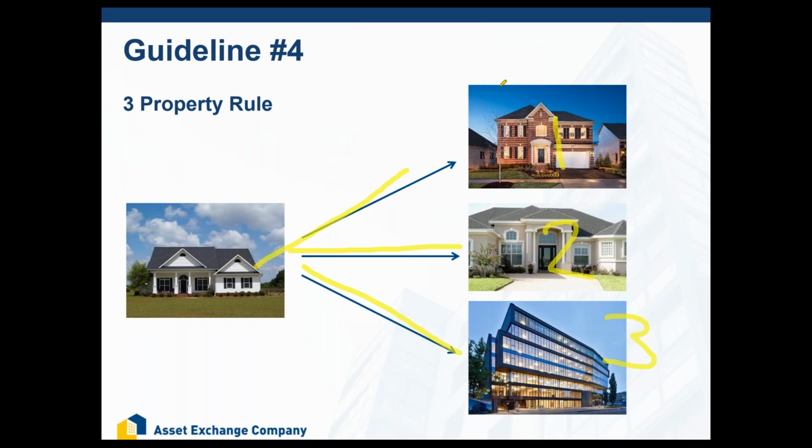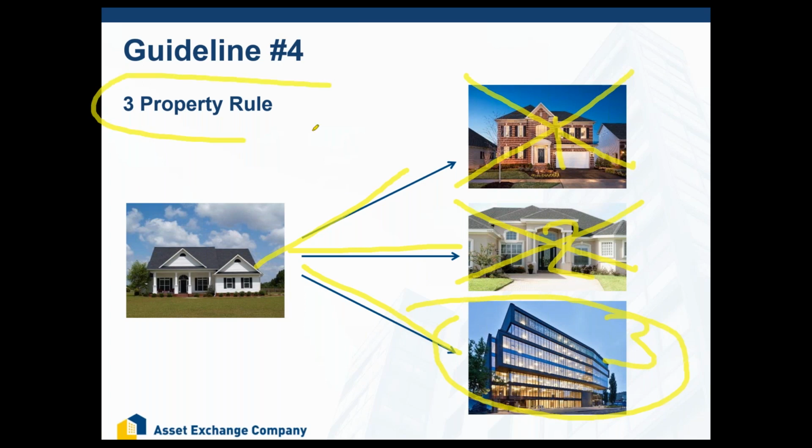But in a normal environment, if on day 46, property number 1 burns to the ground, you can't replace it. On day 47, if property number 2 gets sold to someone else, you can't replace it. You've got 1 property left on your list, and that's the property you need to buy to complete your exchange. The 3 property rule gives you 3 bites at the apple.